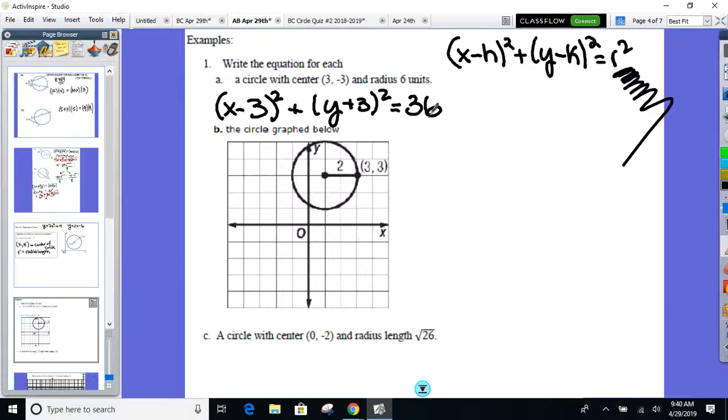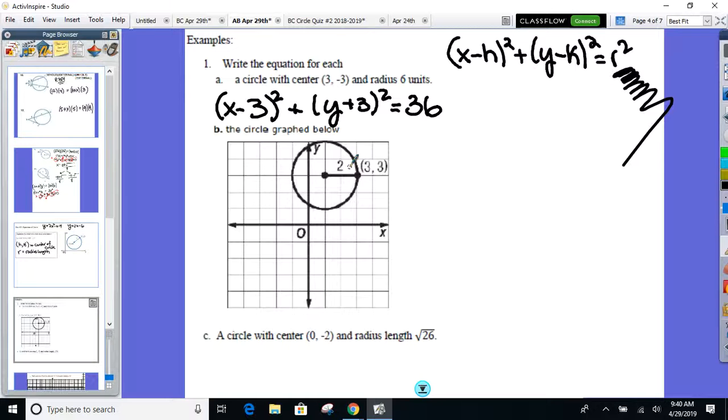Okay, here's the good news I was talking about. We're done. Don't try to double distribute here or here. We're done. That's it. This is what it looks like: (x minus 3) squared plus (y plus 3) squared equals 36. That's it. Don't try to do anything. All right, all good. Next one.